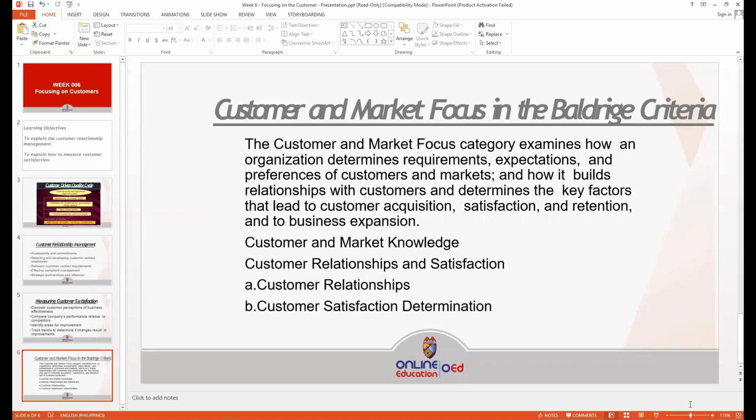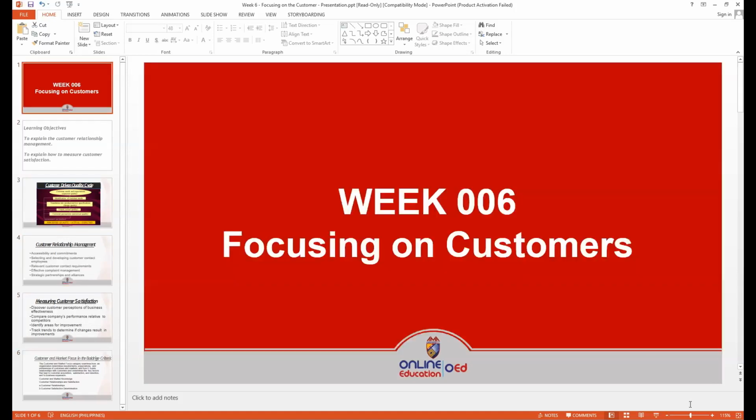And what are the things that we consider in customer focus? We must have customer and market knowledge. We have to know how to establish customer relationship and satisfaction. And we have to determine the satisfaction of the customers in order to retain them in our organization. So that will be our topic for today, week 6, which is focusing on customers.